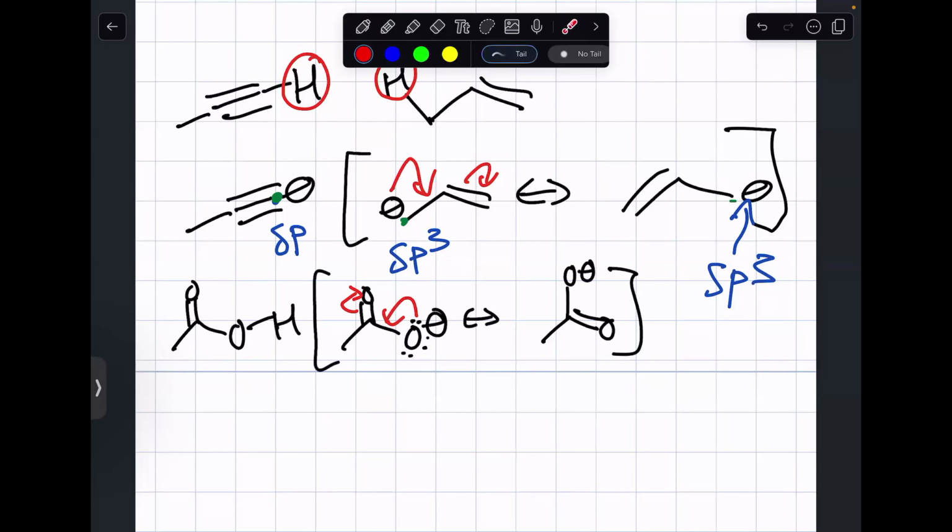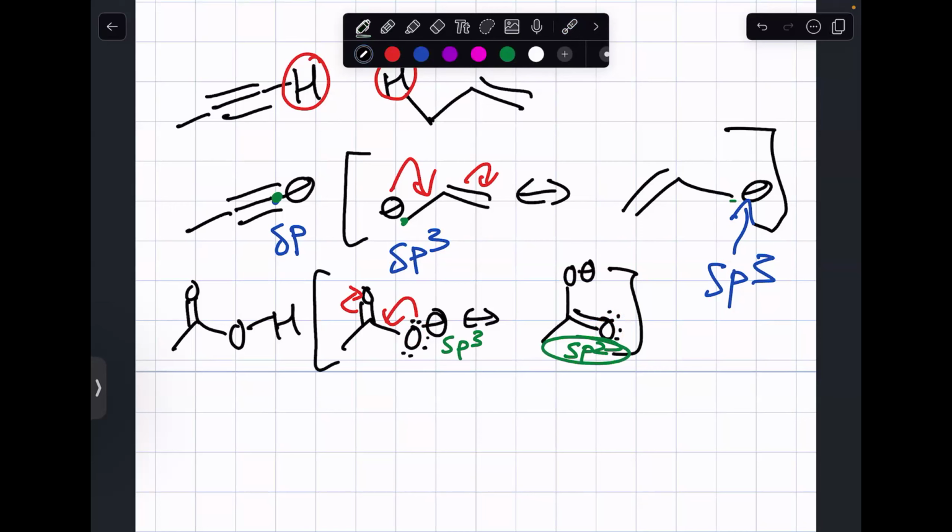Let's look at that same exact oxygen here. What does this oxygen look like now? sp2, right? This oxygen in this form is sp3. This oxygen in this form is sp2. Because it could do resonance, it's going to favor the sp2 hybrid orbital form over the sp3.